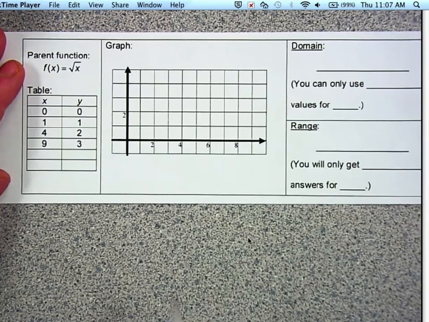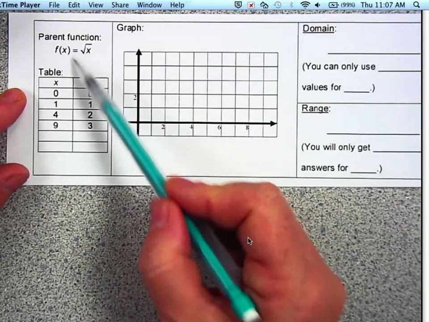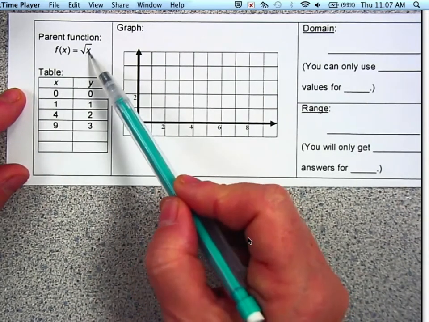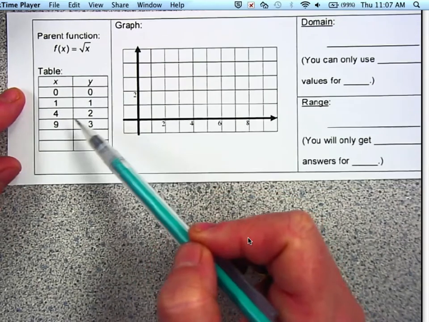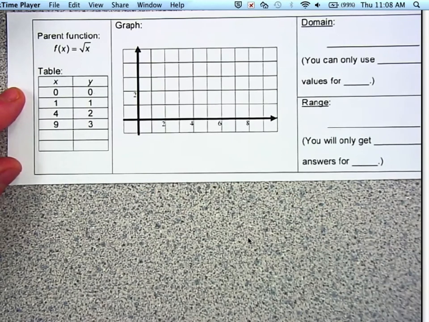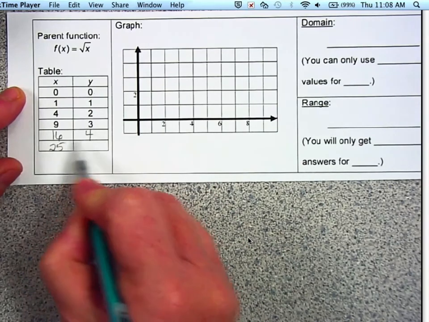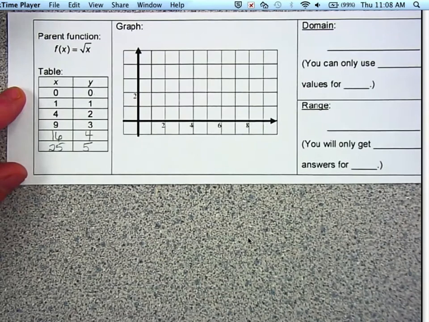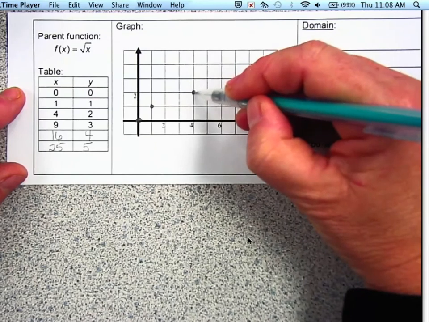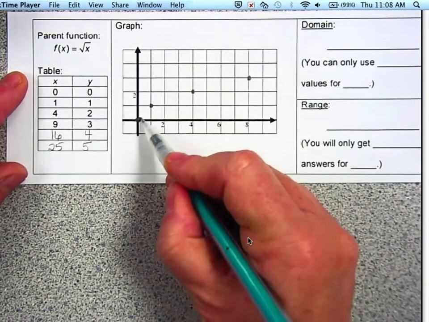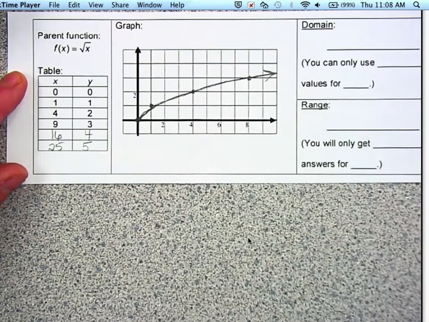On this table, the square root parent function is the square root of x. If you plug in 0, the square root of 0 is 0. The square root of 1 is 1. The square root of 4 is 2. The square root of 9 is 3. What would be the next whole number? 16. The square root of 16 is 4, and then 25. The square root of 25 is 5. Then we'll plot these points over here. We can't do them all, but we'll plot the ones that will fit. And that's what your square root function looks like.